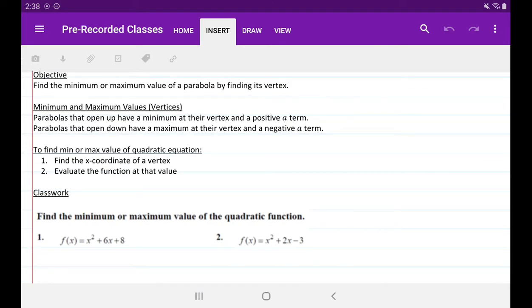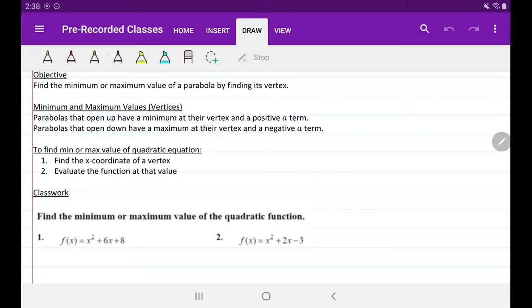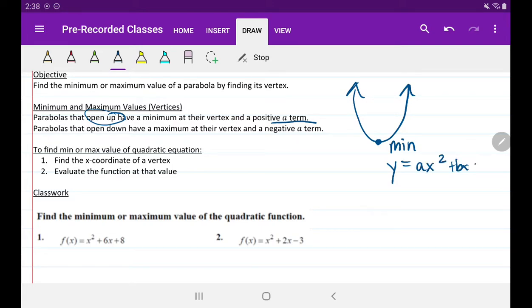You know that parabolas that open up look like this, and our vertex is down here. If it's down there, then that's a min. And this is going to have a positive a term, right? If we write it out algebraically, it could look something like y is ax squared plus bx plus c.